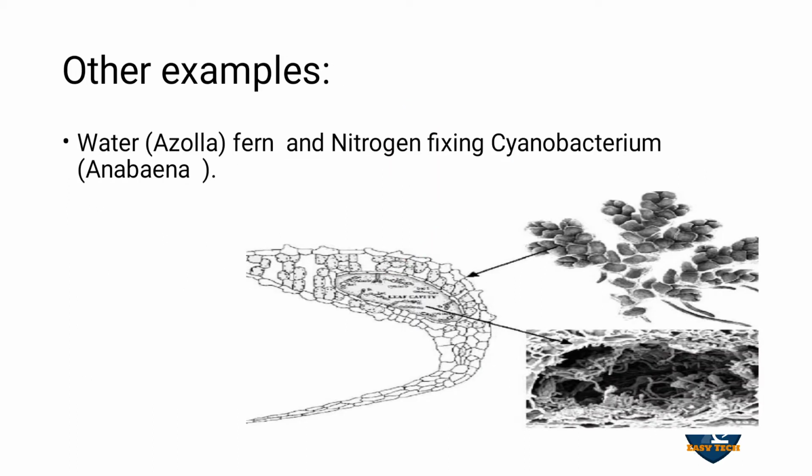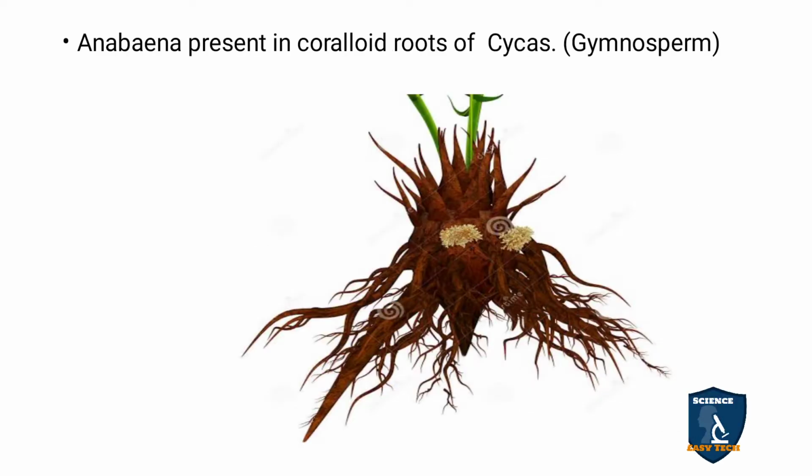Other examples are the water fern Azolla and the nitrogen fixing cyanobacterium Anabaena. You can see this Anabaena, and this is the water fern. This is the enlarged portion where the Anabaena is seen. Anabaena is also present in the coralloid roots of Cycas, a gymnosperm plant. The coralloid roots grow above the soil, and in them there is an association with the Anabaena algae. This Anabaena fixes nitrogen for the coralloid roots.